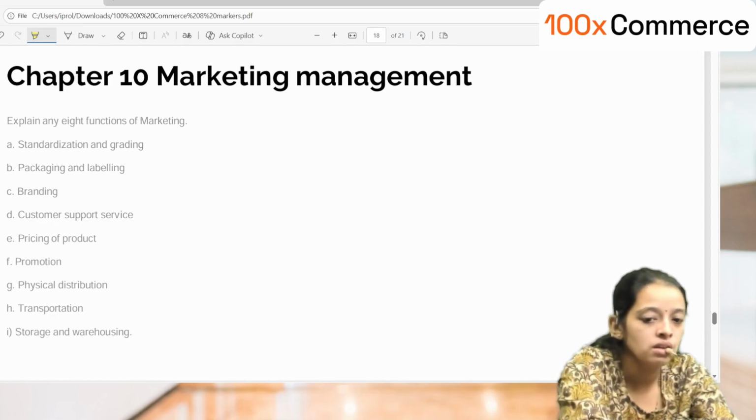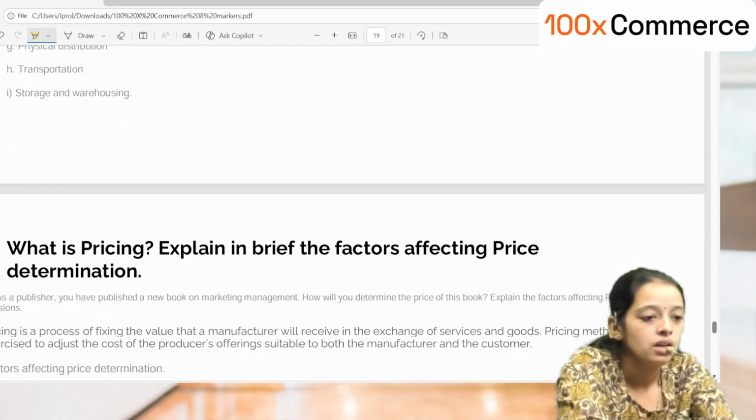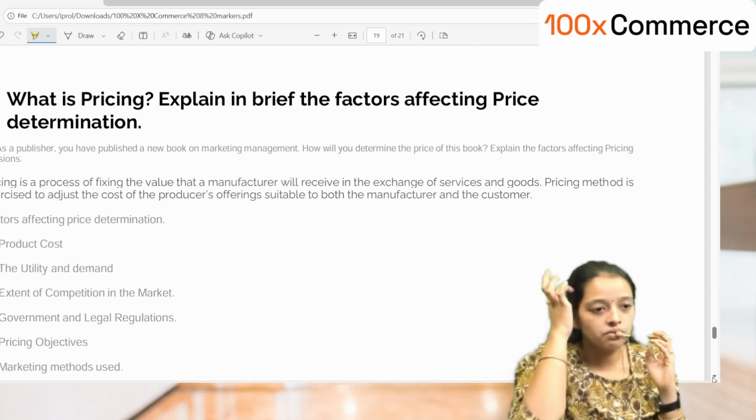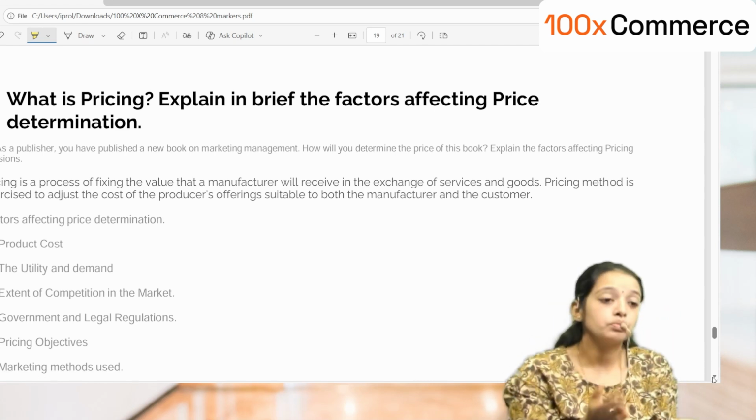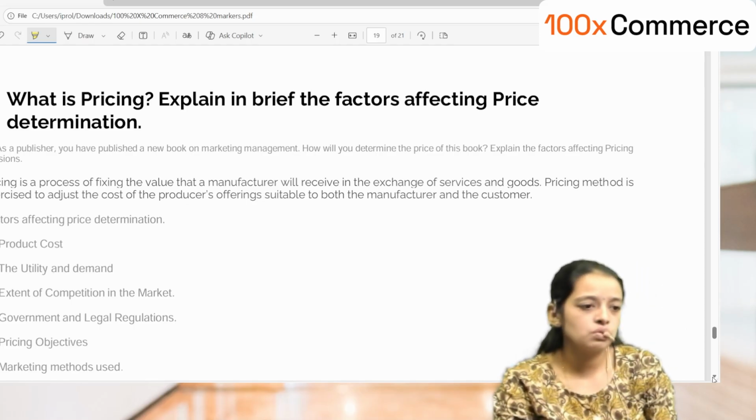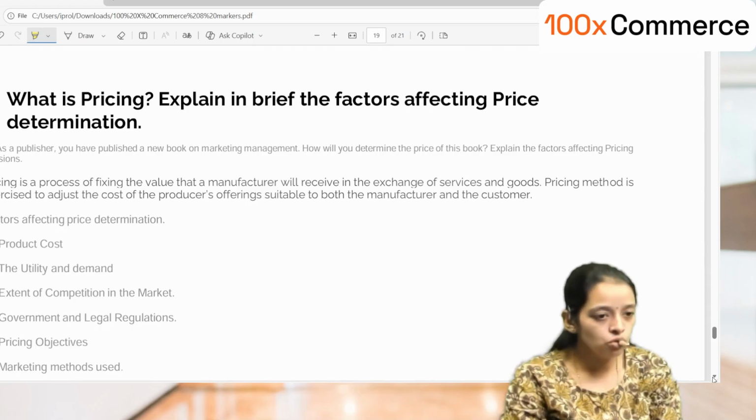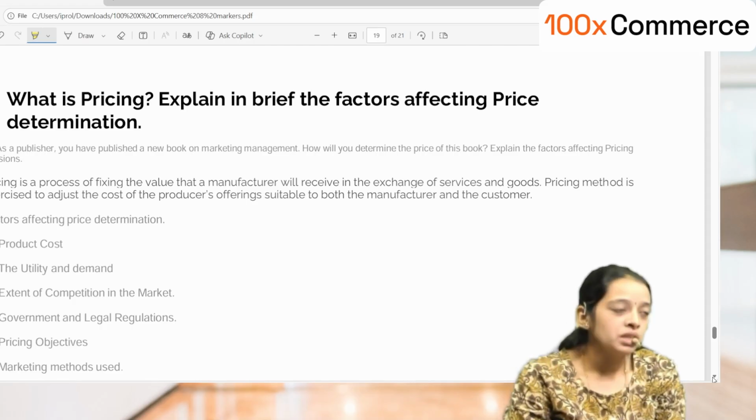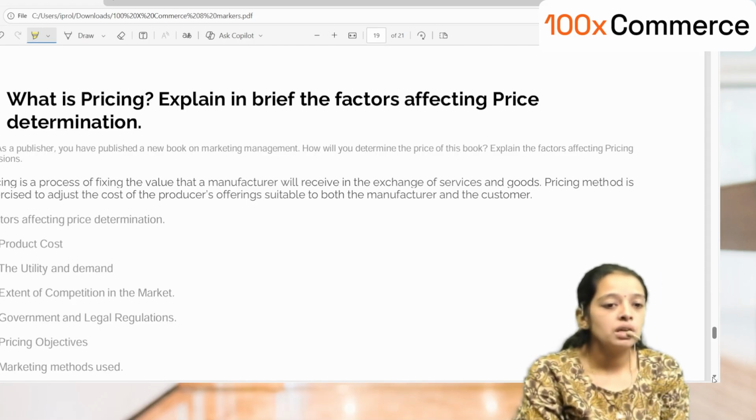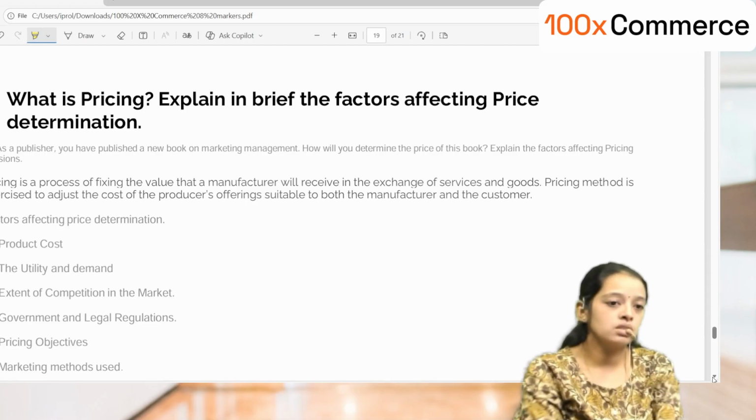So these are the very important functions of marketing. Then next comes, what is pricing? Explain in brief the factors affecting the price determination. Or sometimes this question also will be asked as a HOTS question, that is, as a publisher you have published a new book on the particular subject called marketing management. So how will you determine the price of this book and what are the factors affecting the pricing decision?